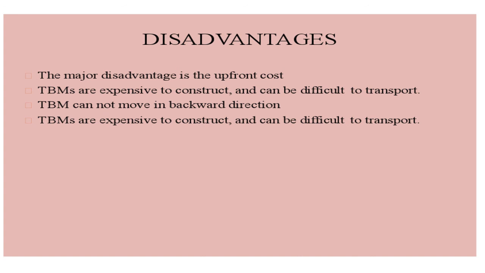Now disadvantages are also there for the tunnel boring machine. The major disadvantage is the upfront cost. Upfront cost means the amount of money which will be paid before a particular piece of work or service is done or received. Tunnel boring machines are expensive to construct, and there is also difficulty to transport. One more disadvantage is that tunnel boring machines move in a forward direction. It is not possible for them to move in a backward direction. So this is all about the compressed air method as well as the tunnel boring machine.